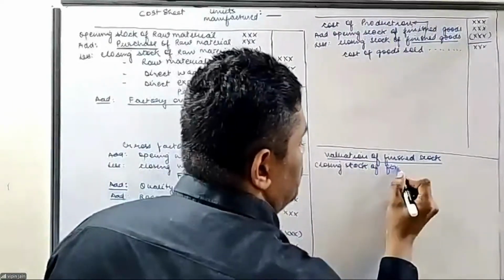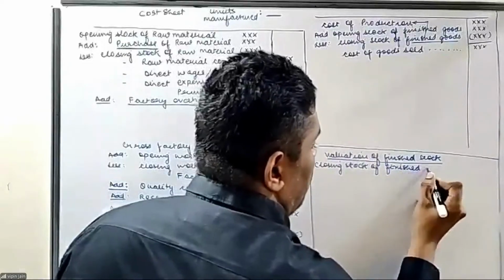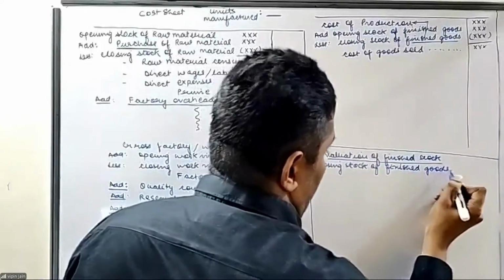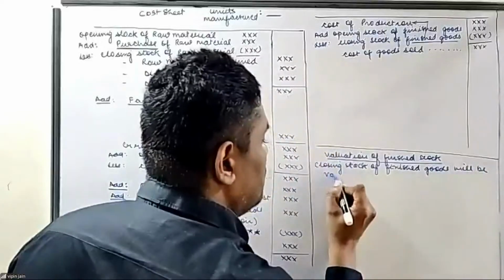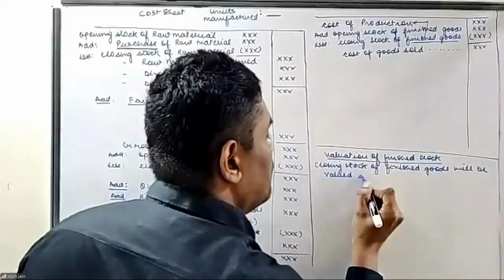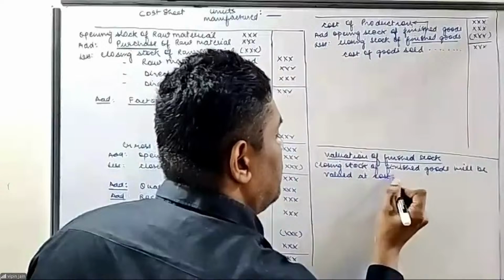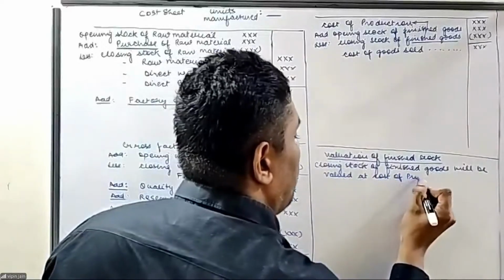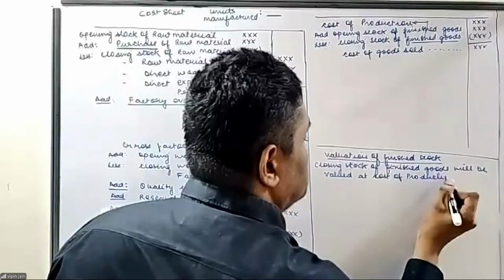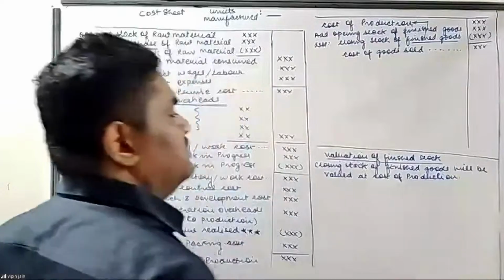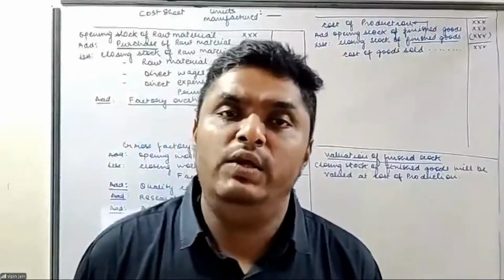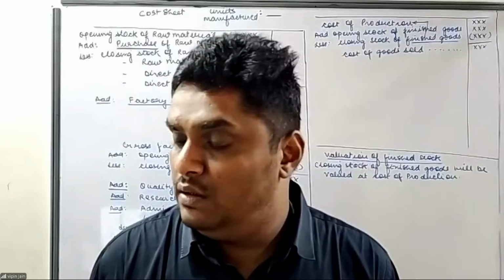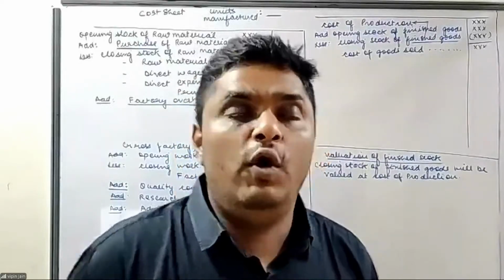Closing stock of finished goods will be valued at cost of production. We are using the FIFO approach only.